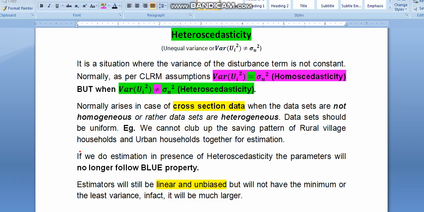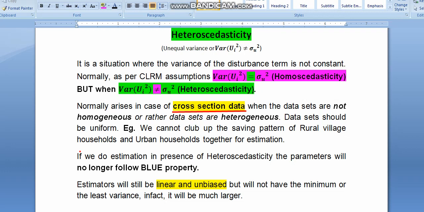As per classical linear regression model assumptions, your variance should be equal to sigma u square. That condition we call homoscedasticity. But when the variance is not equal to sigma u square, the situation is called the condition of heteroscedasticity. Mostly this problem arises when we are dealing with cross-section data, that means household sample data, or data sets which are collected in the form of samples.